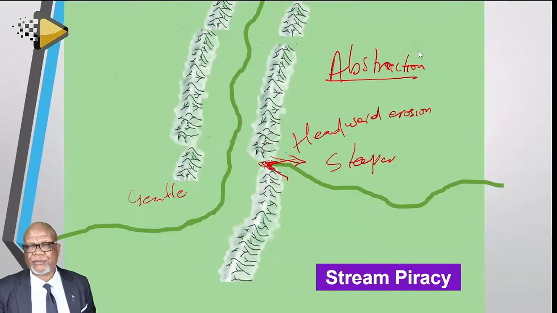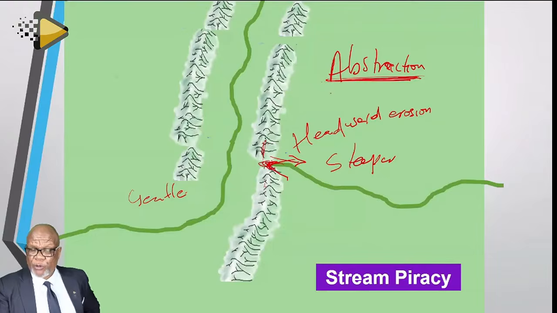Abstraction is the shifting of the watershed. So the watershed was this high. Because of headwater erosion, it cut through the watershed. Now, we no longer have watershed here. The part of the watershed that was here has been lowered and removed. Now, we call that process abstraction. It is the lowering and the removal or the shifting of the watershed.